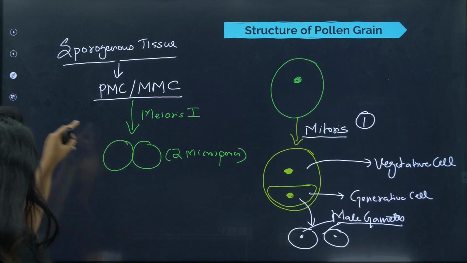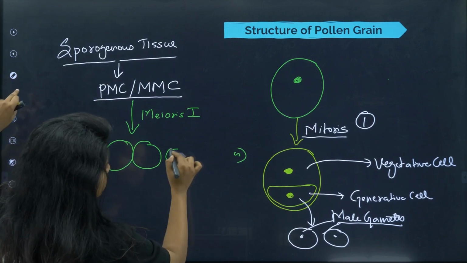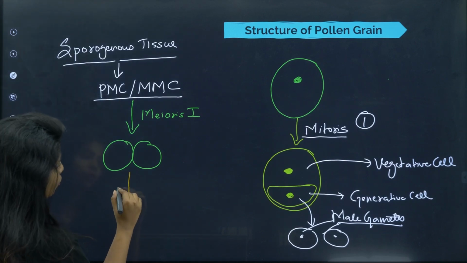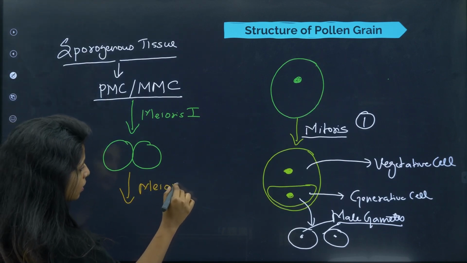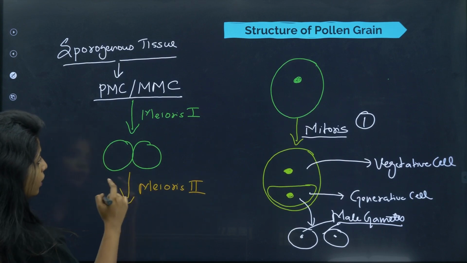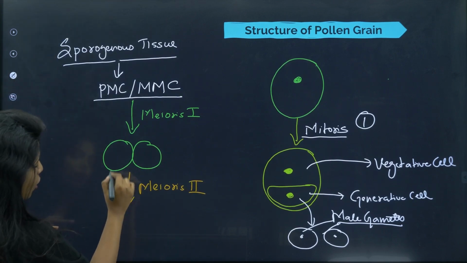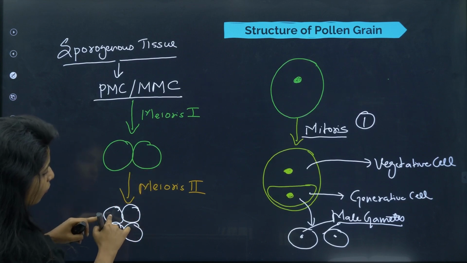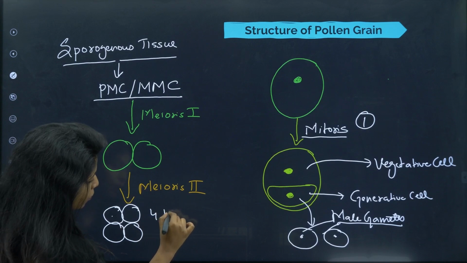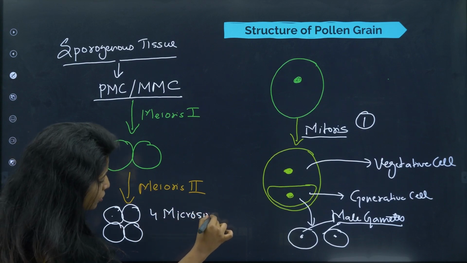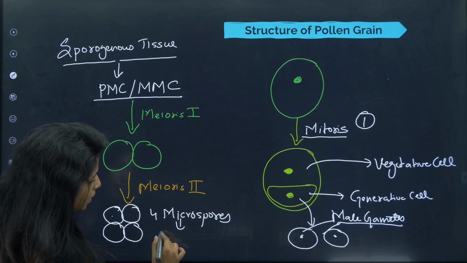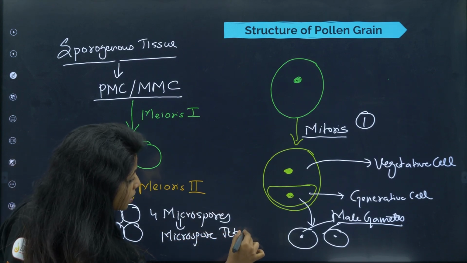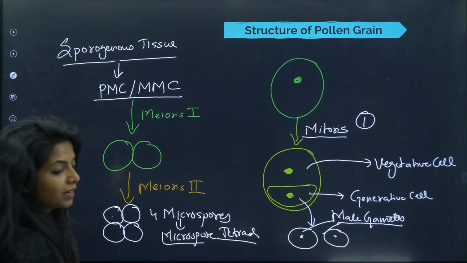Still, okay, I do not know if we can say microspores. So, you have two cells. Now, these cells again undergo meiosis 2, because meiosis has two phases. So it is meiosis 2. Now, this cell will divide into two. This cell will also divide into two. Now you have 1, 2, 3, 4 microspores, and these 4 microspores, what do you call it? Microspore tetrad. Since there are 4 of them, you call it a microspore tetrad.